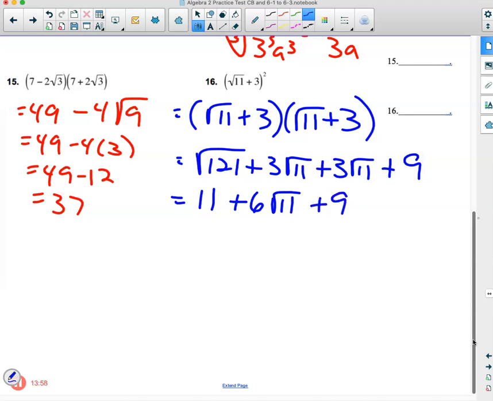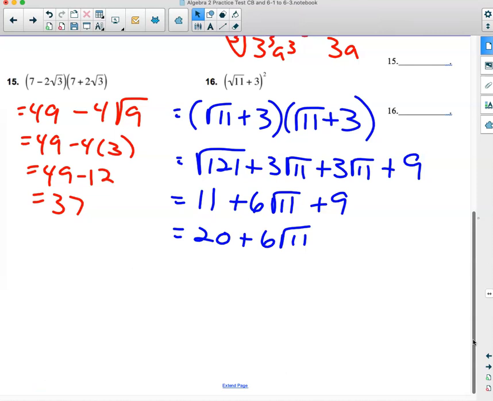If I stop there, am I getting full points? Every once in a while somebody does that, but not very often. So there it is, 20 plus 6 square roots of 11. It's not wrong to write 6 square roots of 11 plus 20, but most people will put the nasty little radical in the back there.